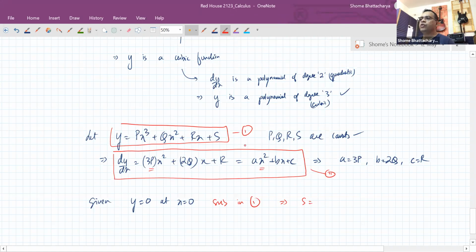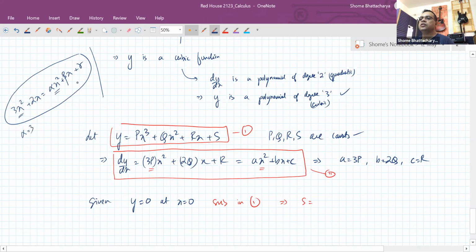See, we are equating two quadratic equations. If I say that 3x square plus 2x is equal to, let's say, alpha x square plus beta x plus gamma, for example, what does this equation mean? It means that the coefficient of x square is the same on both the sides. So alpha must be 3. The coefficient of x must be the same on both sides. So beta must be 2. And the coefficient of the constant term must be the same on both sides. So gamma must be 0.